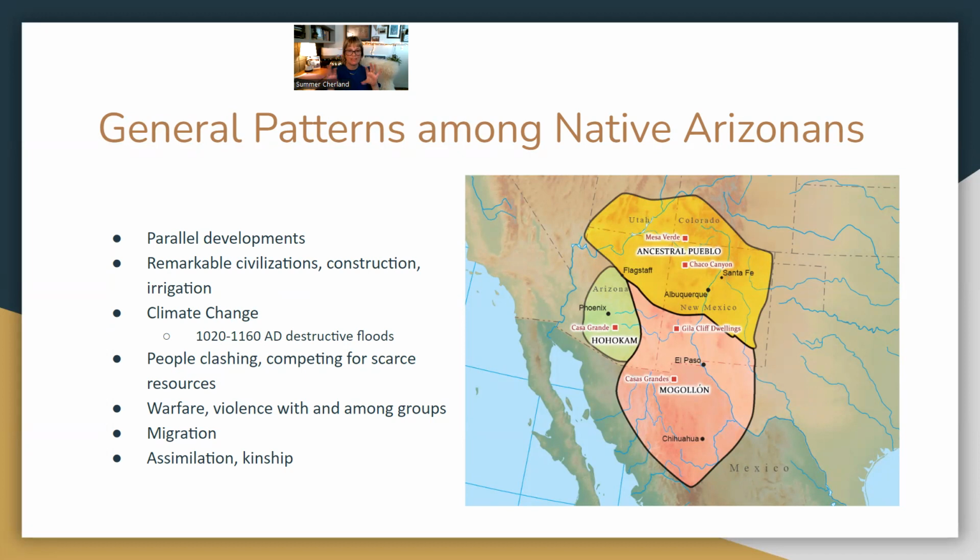We know people clash. We know human nature says that they would be competing for scarce resources. They would be trading, but there also might be warfare, violence with and among groups. We also know there might be migration happening, or there might be a concept of assimilation, or kinship, like the bringing in of outsiders to one's group.